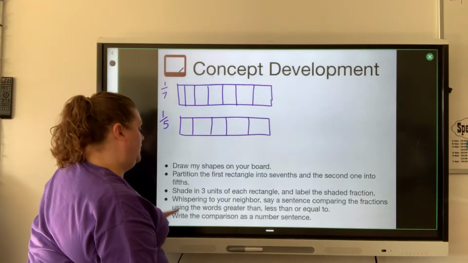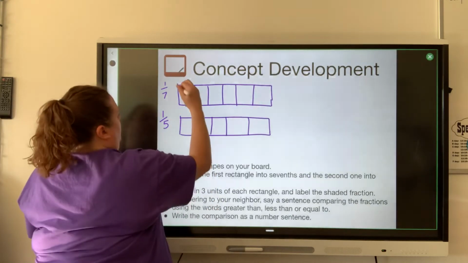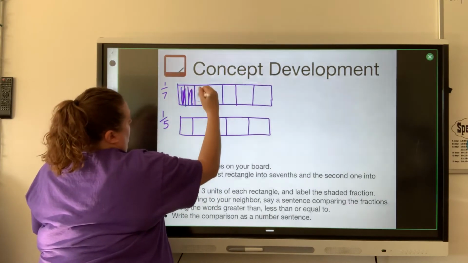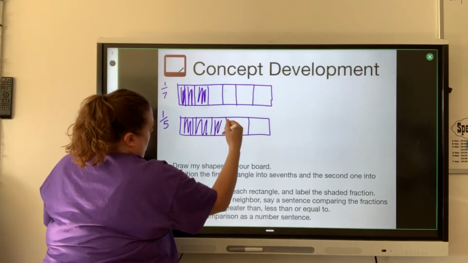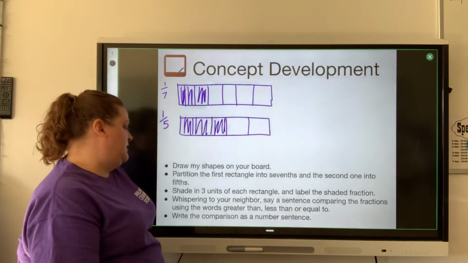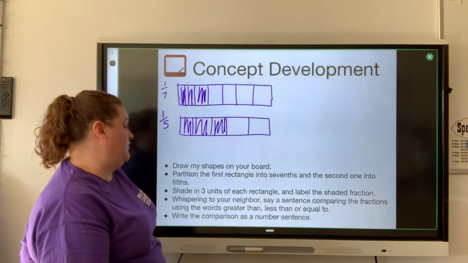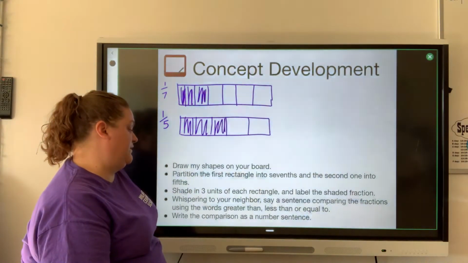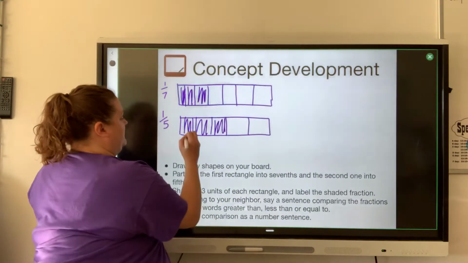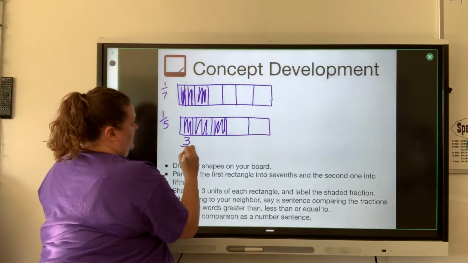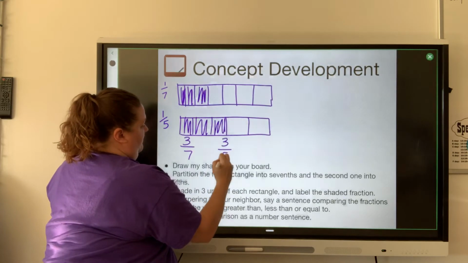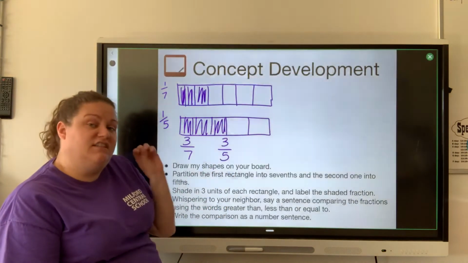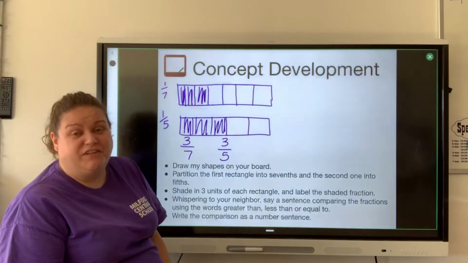Shade in 3 units of each rectangle. So I've got 1, 2, 3. 1, 2, 3. It says whisper to your neighbor a sentence comparing the two fractions. Well, you can't whisper to somebody there. But we have 3 sevenths compared to 3 fifths. Now we're looking at the same numerator, but our denominators are different this time.